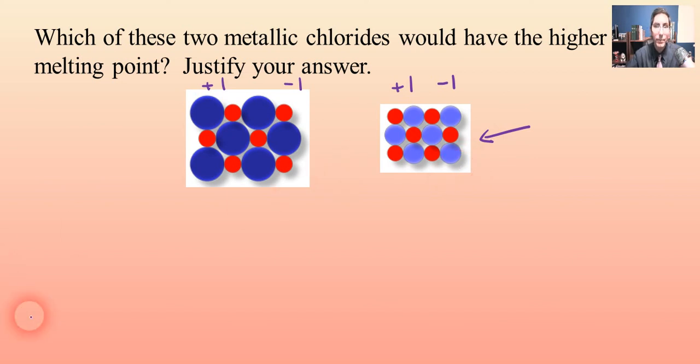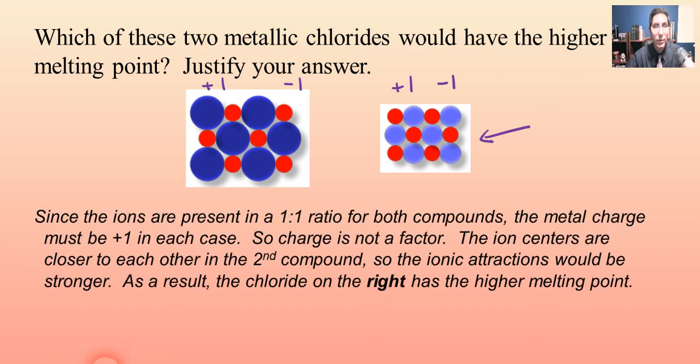Let's see if we got it right. The explanation that's given to us here is, since the ions are present in a 1:1 ratio for both compounds, the metal charge must be +1 in each case. So we got that right. Charge is not a factor. The ion centers are closer to each other in the second compound, so the ionic attractions would be stronger. As a result, the chloride on the right has the higher melting point. So hopefully at this point you're able to make some predictions about melting points for ionic compounds, which is often asked on the AP exam. And hopefully you're also able to understand some properties of ionic compounds as well.